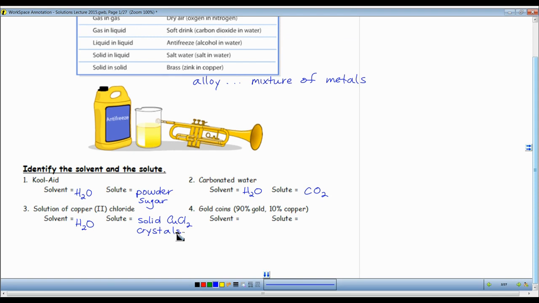And then gold coins, again, it would be an example of an alloy. It's a mixture of metals. It doesn't seem like my typical idea of a solution, but the gold is much more abundant. So maybe we would say the gold is the solvent, and the solute might be like the copper, used just to strengthen the gold for jewelry, or coins in this case. Okay, so easy vocab. Solvent, solute.